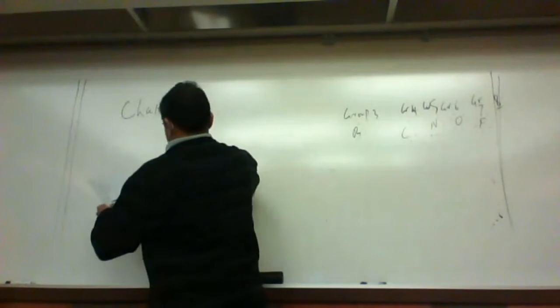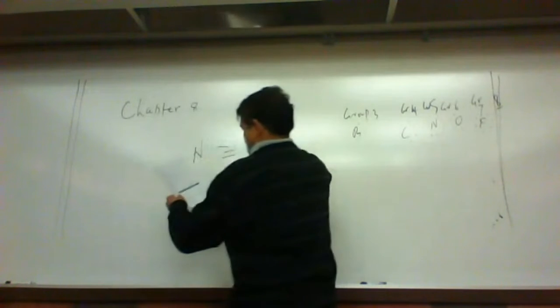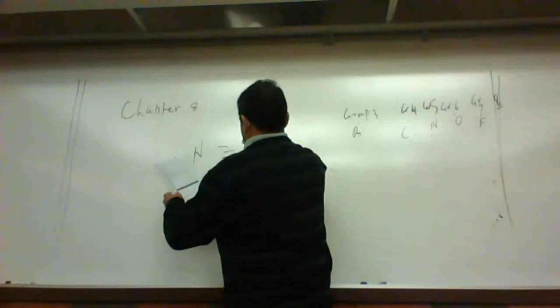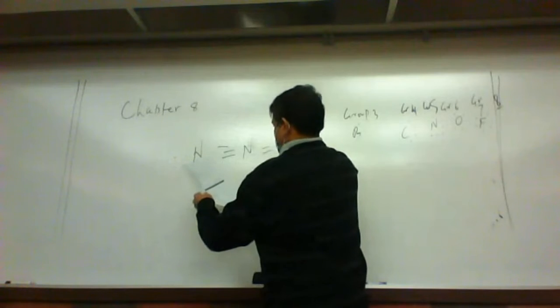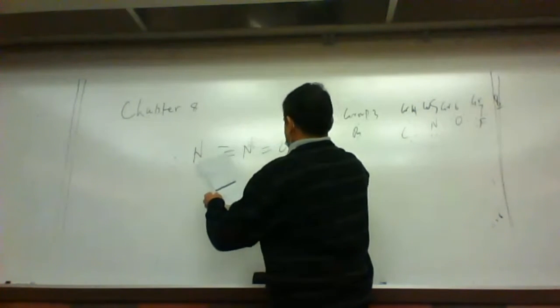Let's look at the last one. Nitrogen here, 1, 2, 3. 3 bonds there, and I have nitrogen here. Oxygen here, 1, 2, 3, 4, 5, 6.